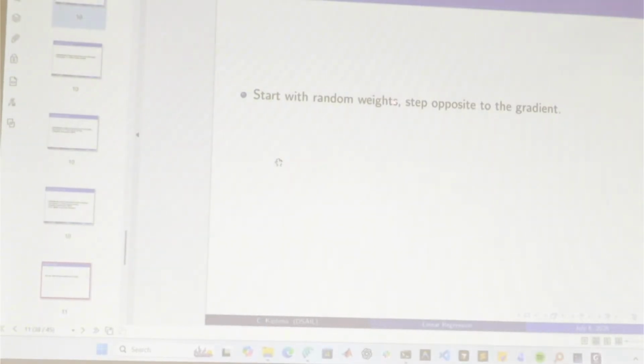So you begin with random weights and then you step opposite to the gradient. The gradient takes you uphill. But your goal is to get to the bottom of the hill. So you compute the gradient and then go in the opposite direction.